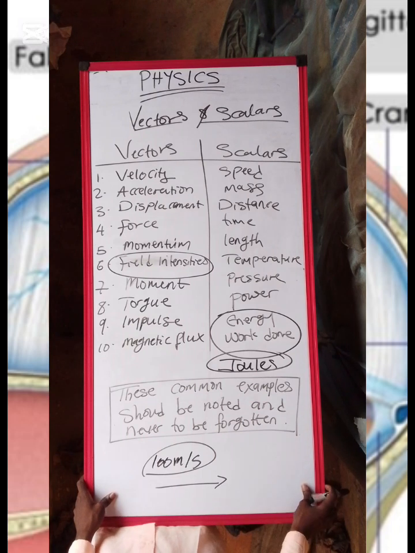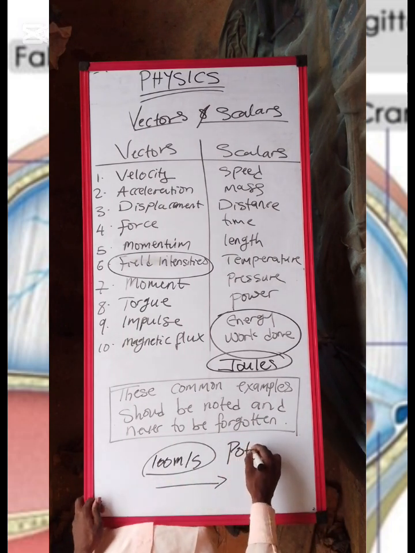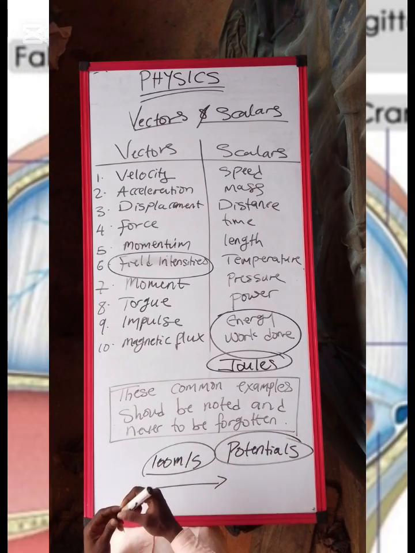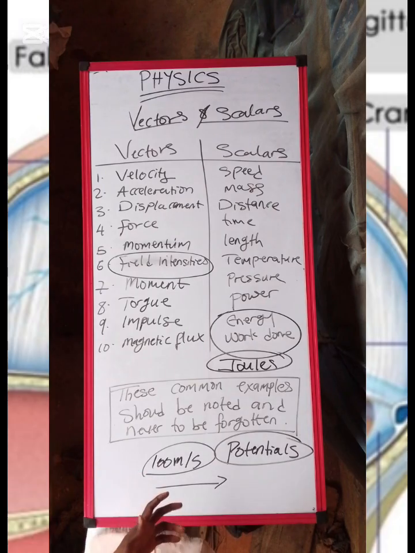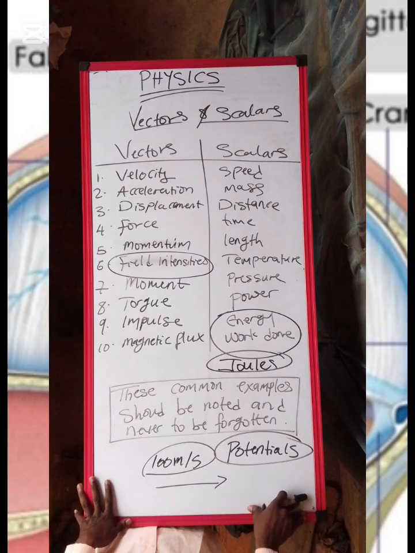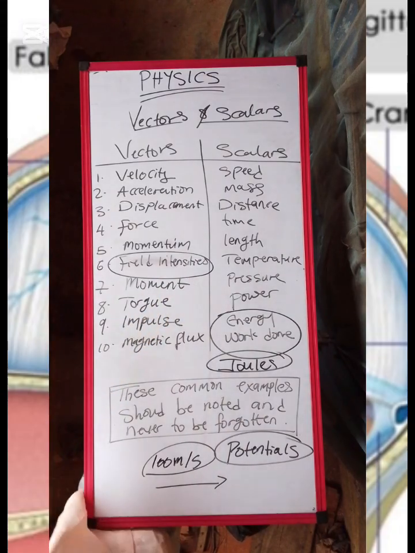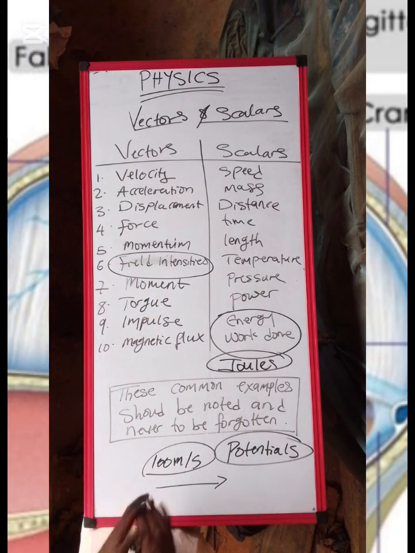Now, apart from that, what else do you need to take note of? All potentials too, sorry I forgot to include that. All potentials are scalars. For instance, you can have magnetic field potential, electric field potential, and gravitational field potential. All potentials are scalars. Meanwhile, all intensities are vectors. Intensities are vectors, potentials are scalars. Note that, very important.